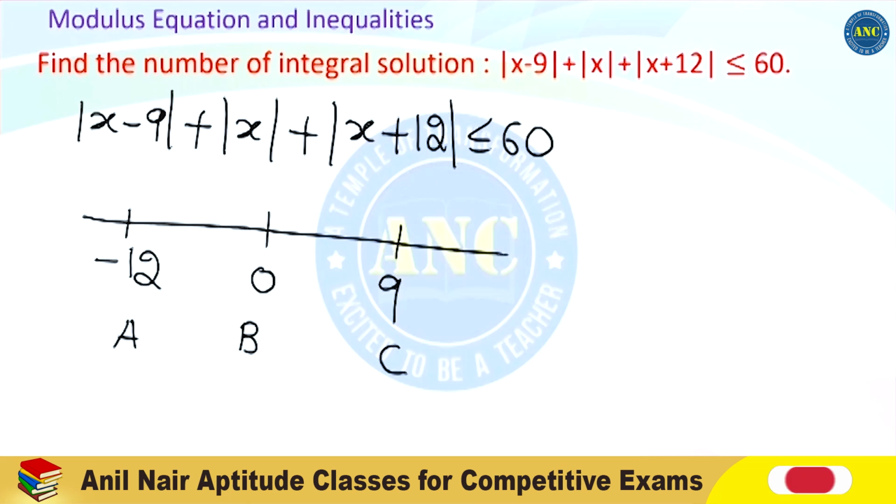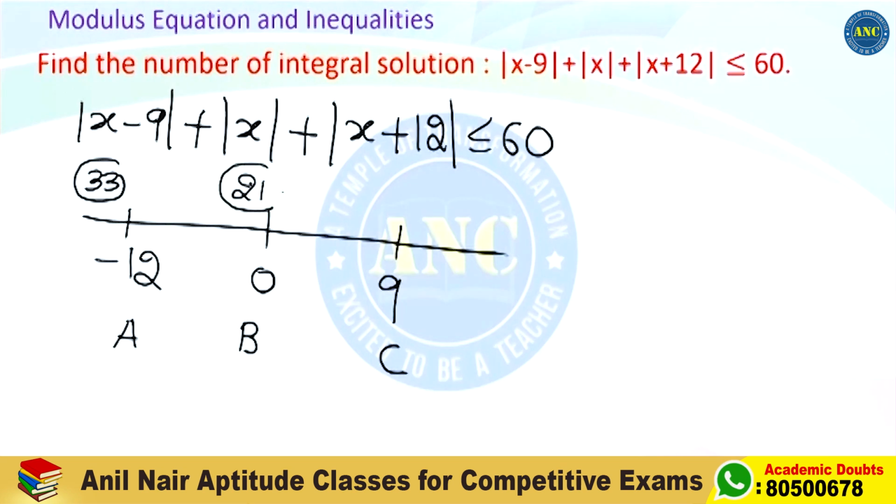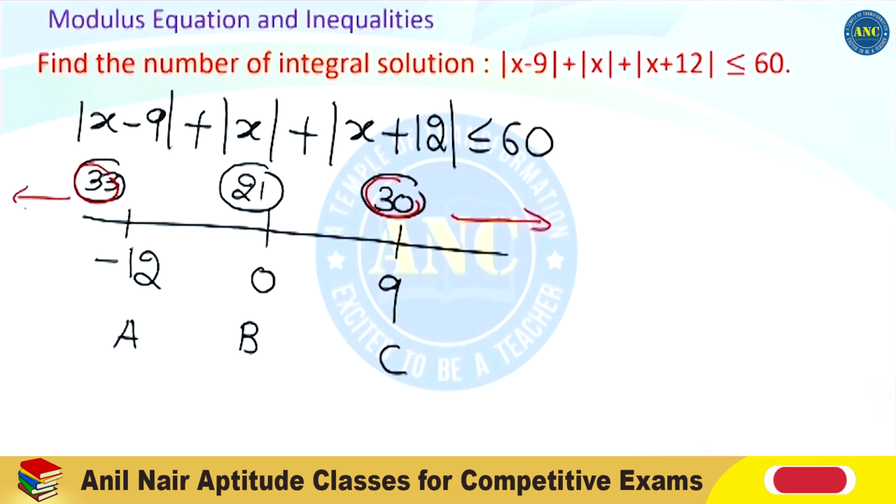From minus 12, if I substitute, this is nothing but 21, this is 33. If x is 0, 12 plus 9, it is 21. If x is 9, 21 plus 9, it is nothing but 30. Now let us see here: 33 here, and 30. So only at extreme points I will get the answer.